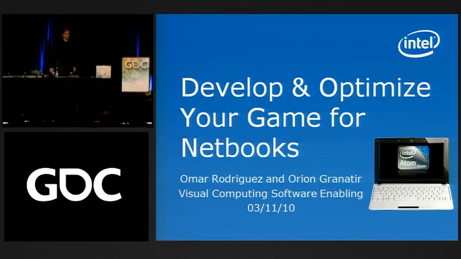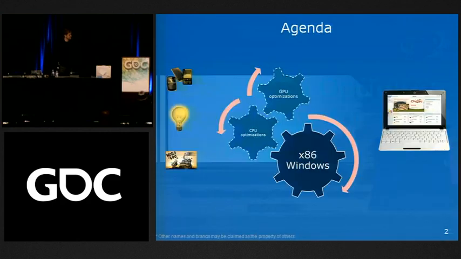Okay, so let's get started. My name's Omar. This is Orion, and we work at Intel. We work in the Visual Computing Software division. We'll be talking about developing and optimizing games for netbooks. So let's get going with that.